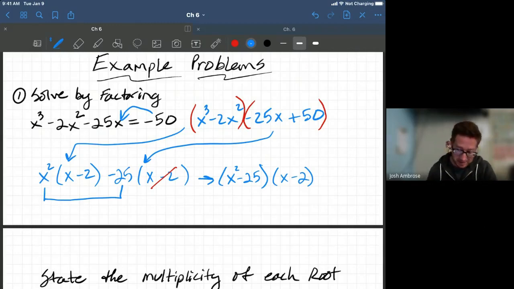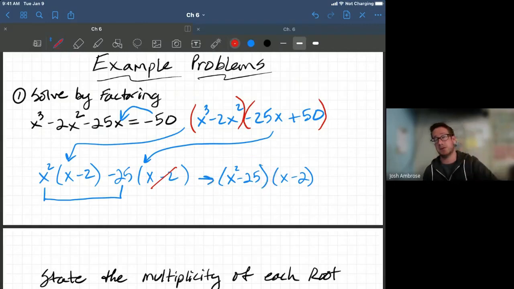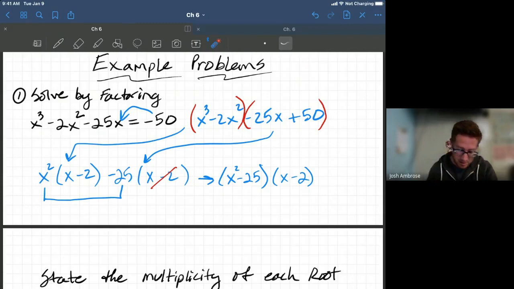Now we're not done yet, because in the directions it says solve. So we need to solve each one of these sets of parentheses. What you'll notice though is that this set of parentheses right here, x squared minus 25, is a perfect square binomial. How do we know? Because the first term, x squared, is a perfect square. The second term, 25, is a perfect square. And the third piece to this little puzzle is that it must be subtraction. So all three pieces are there, and we know this is a perfect square binomial.